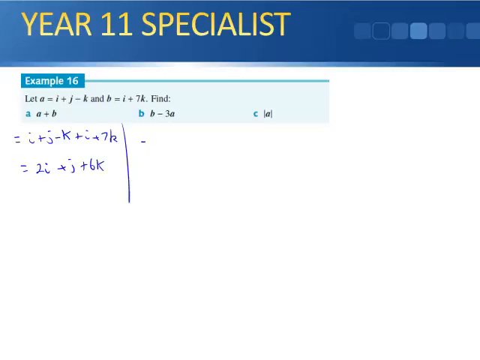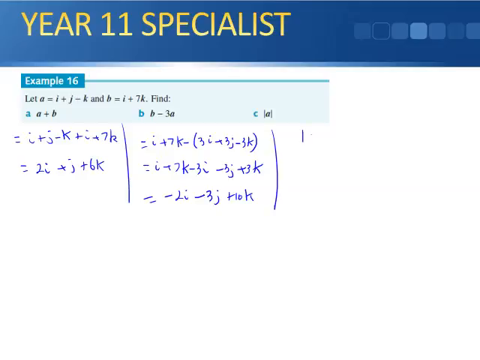B minus 3a will equal i plus 7k minus 3 times a, which will be 3i plus 3j minus 3k. The reason I put it in brackets is because every one of them is negative, so it's i plus 7k minus 3i minus 3j plus 3k. You don't have to, of course, you can just work that out straight away, which means it's negative 2i minus 3j, and the k, 7 plus 3 gives us 10k.